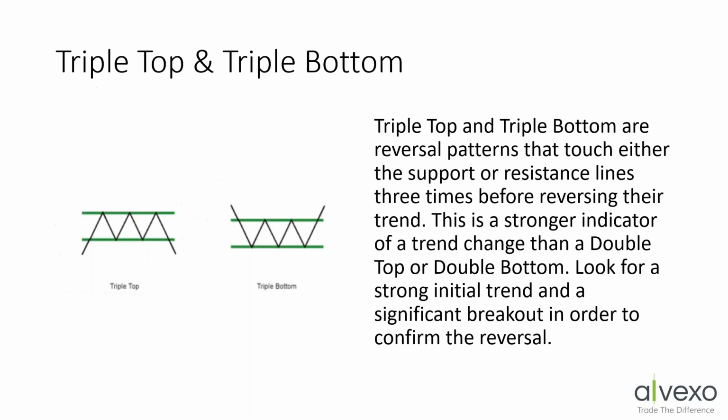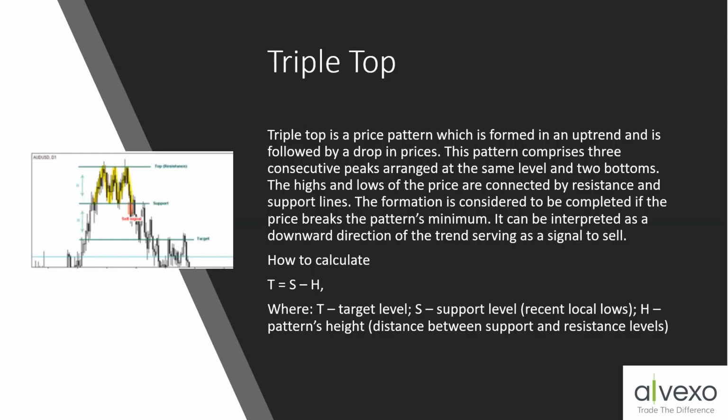But from here we go to the triple tops and triple bottoms. And triple tops and triple bottoms are reversal patterns that touch either the support or the resistance line 3 times before reversing their trend. This is a stronger indicator of trend change than a double top or double bottom. Look for a strong initial trend and a significant breakout in order to confirm reversals.